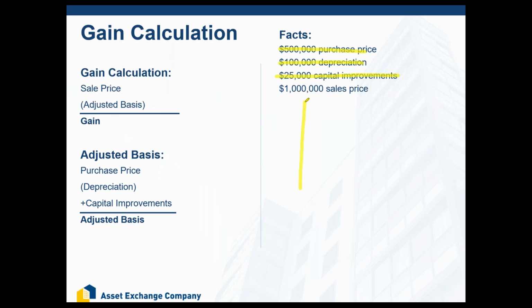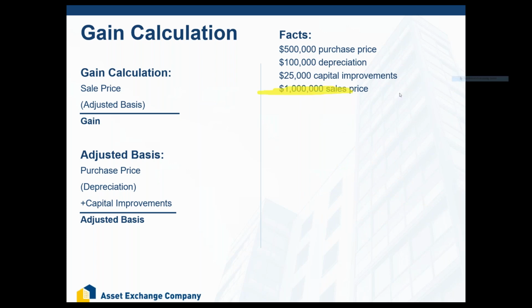And then I sold my property for a net sale price of $1 million. And let me tell you how I got that, ladies and gentlemen. I actually got into contract for $1.1 million, but I paid $100,000 in commission and closing costs. So my net sale price is $1 million. All right. So that is your net sale price when we're looking at these numbers.